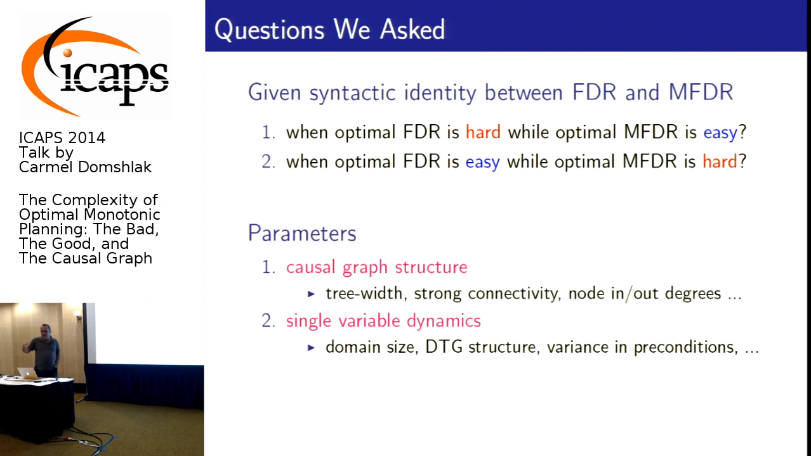And in terms of parameters, I mean, you can look at all kinds of parameters here. We use two types of parameters. One is the structure of the causal graph. And by structure, I mean all different types of structural parameters, tree widths, connectivity, strong connectivity, node in, out degrees, et cetera, et cetera. And dynamics of single variables that, in particular, are exhibited by domain transition graphs. But also, again, the size of the domain per se may play a role here.